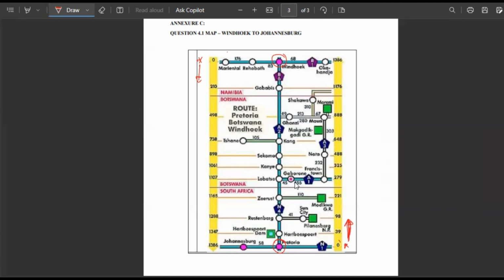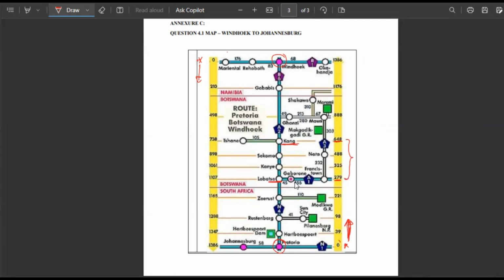For example, if we look at Kang, this town here, what's the distance between this town here and Lobatse, this one here? What we're going to do, we shall get that minus this one here. So the distance will be that in between. This is the distance.